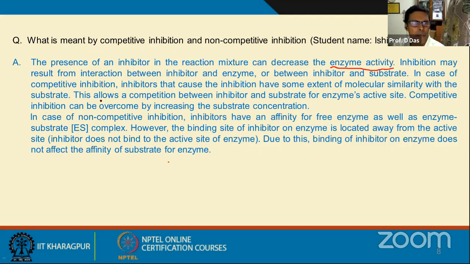The inhibition may result from the interaction between the inhibitor and the enzyme, or between the inhibitor and the substrate. It may be like this. In case of a competitive inhibitor, it causes the inhibition due to its molecular similarity with the substrate. As I pointed out, the configuration of the active site should be the same as the substrate so that it can sit there. Now, if the inhibitor has a similar type of configuration, it will compete with the substrate and try to occupy the space, and then the activity of the enzyme will be reduced. This allows a competition between the inhibitor and the substrate for the enzymatic active site.